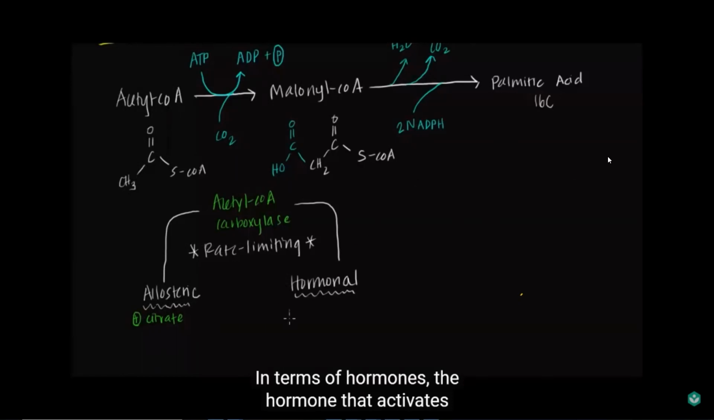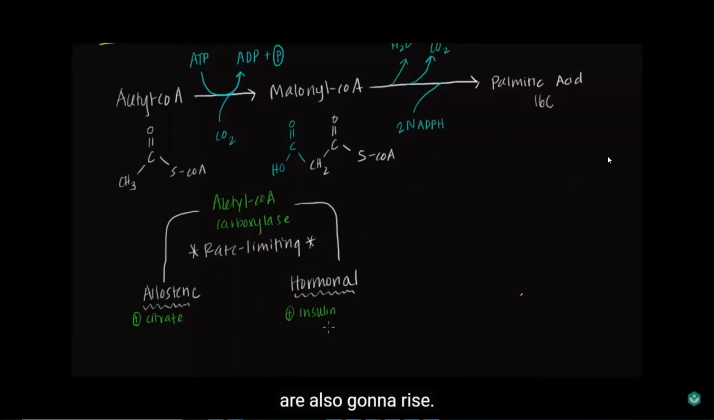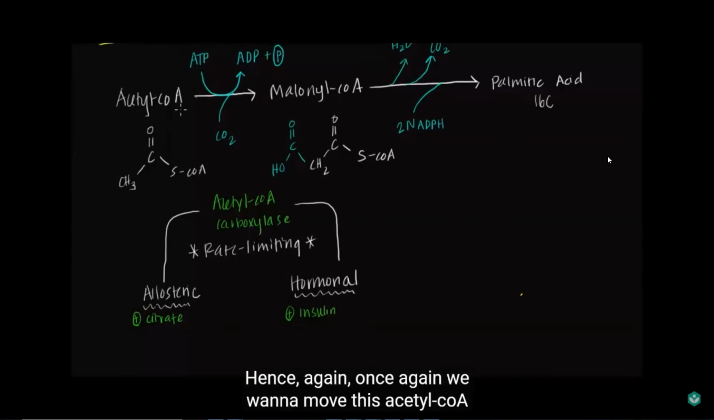In terms of hormones, the hormone that activates this pathway is insulin. This makes sense to me again because I know that right after chowing down on that cheeseburger, the levels of glucose in our blood are going to rise. If we have a lot of extra glucose around, we're going to have a lot of extra acetyl CoA. Hence, once again, we want to move this acetyl CoA down this pathway to produce more fatty acids.